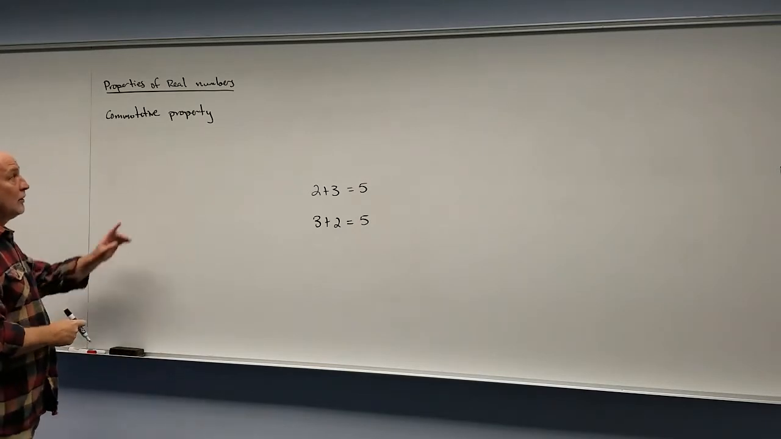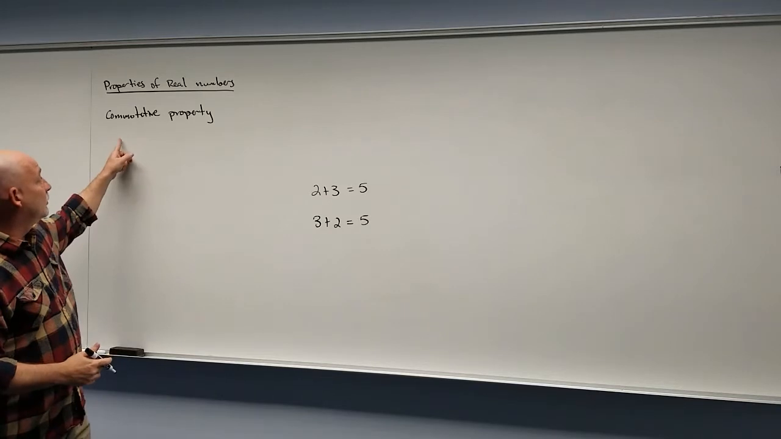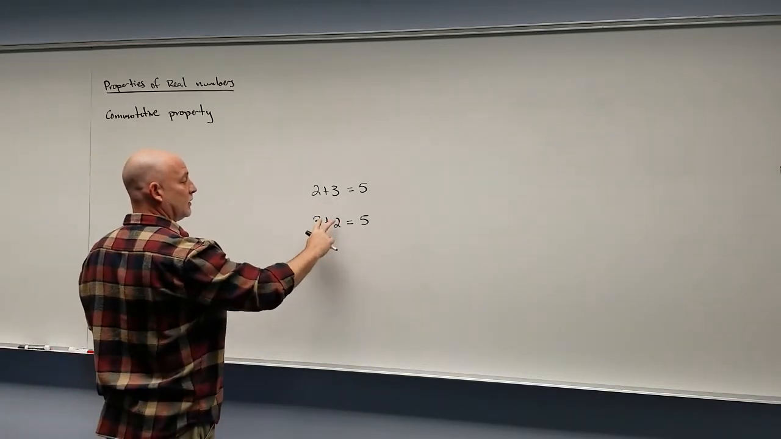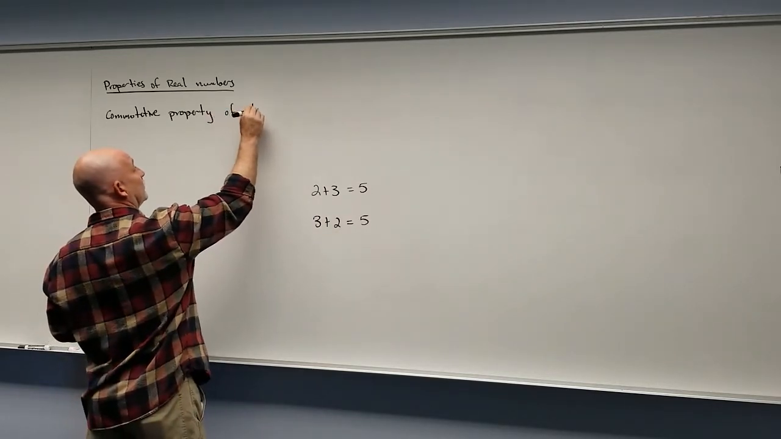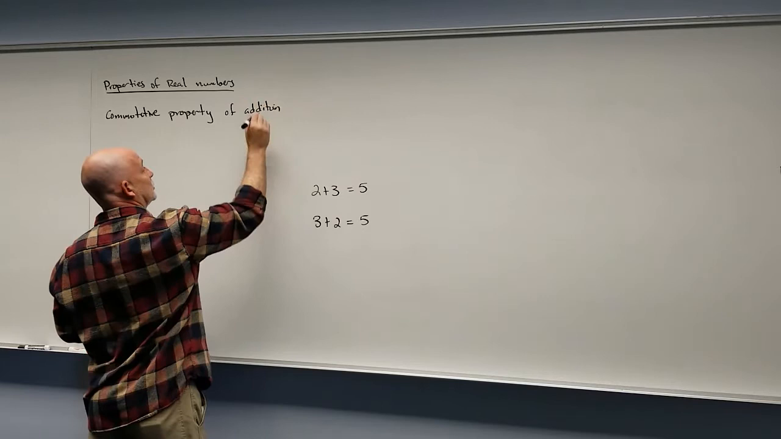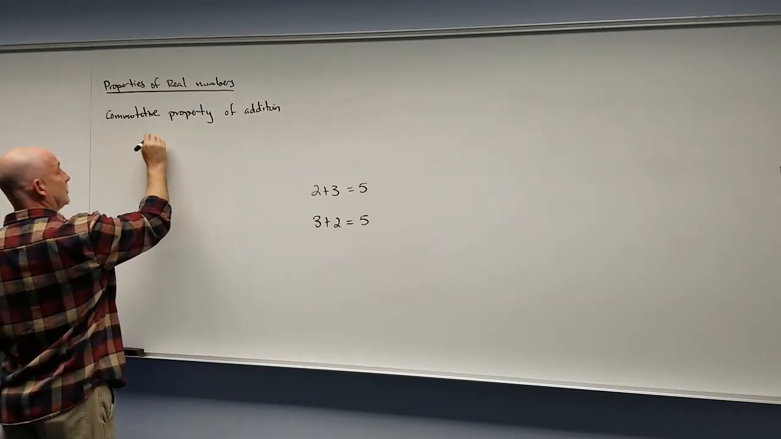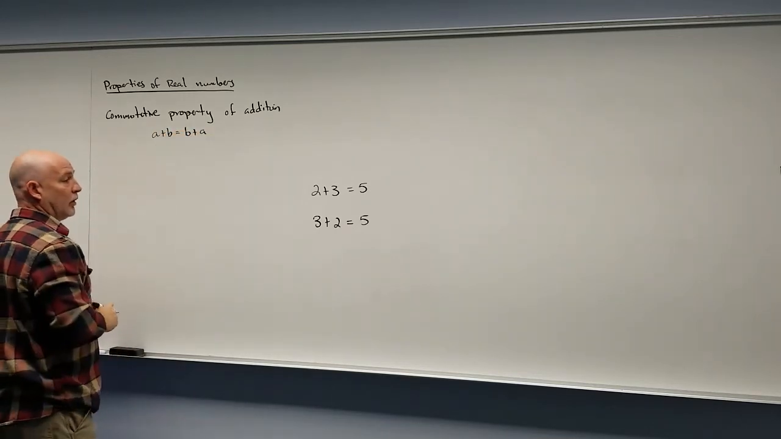So the commutative property, anytime you're talking about properties, you have to say what the property is applying to. So the commutative property means you can change the order. And what are we allowed to change the order of here? This is addition, so this is called the commutative property of addition. Now the way that we show this is we use symbols instead of numbers. We said that a + b is the same thing as b + a.